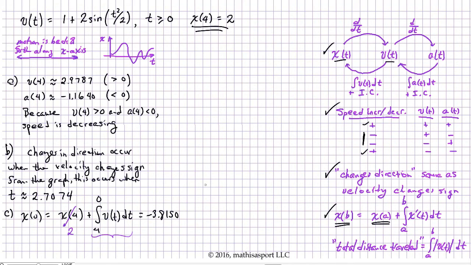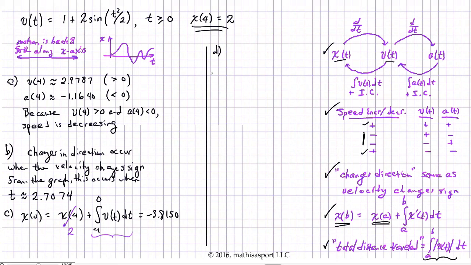All that's left now is part D. In D, we're finding the total distance traveled. Well, we simply need to recall that total distance traveled is a different kind of integral of the velocity. Namely, it's the absolute value of the velocity that we're integrating. This ensures that whether we're moving in this direction or this direction, we're always adding distance.